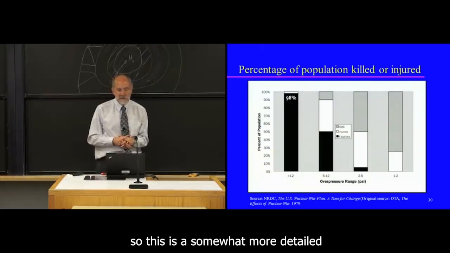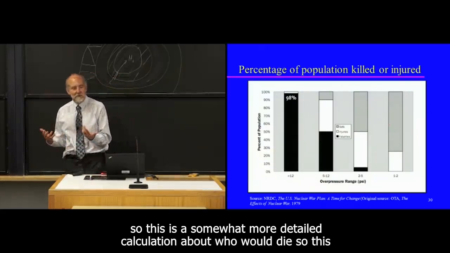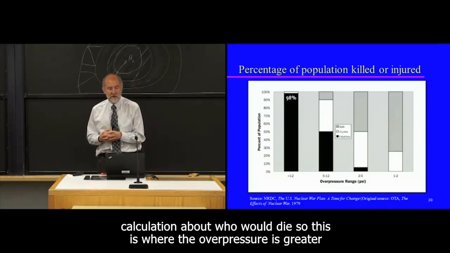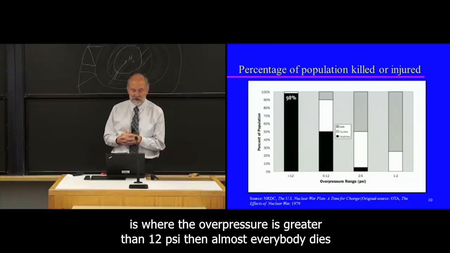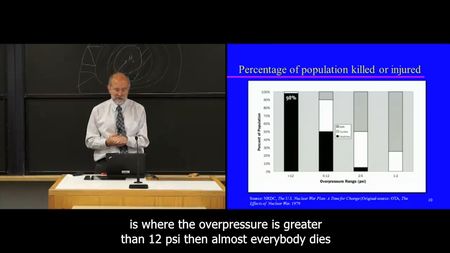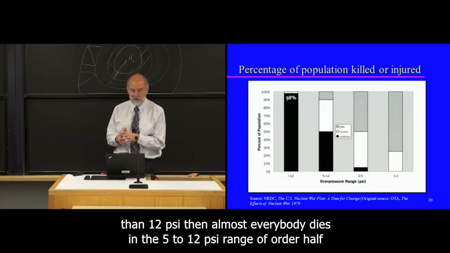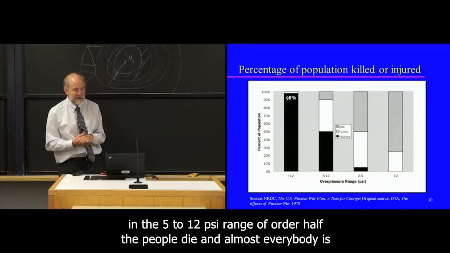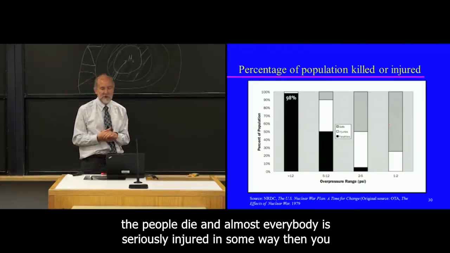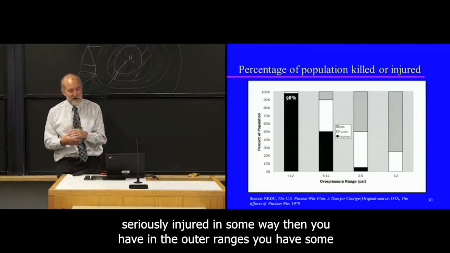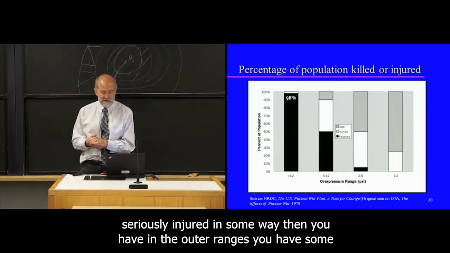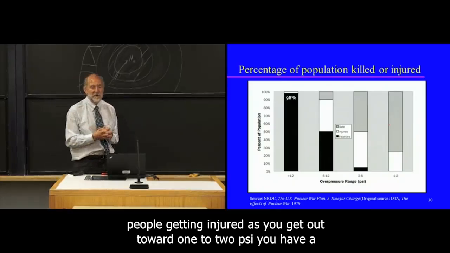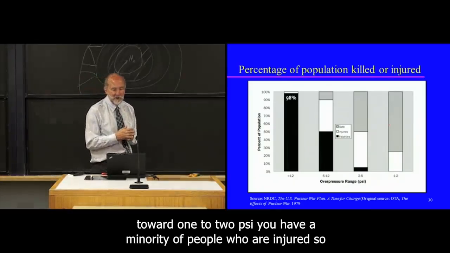So this is a somewhat more detailed calculation about who would die. This is where the overpressure is greater than 12 psi. Then almost everybody dies. In the 5 to 12 psi range, of order half the people die, and almost everybody is seriously injured in some way. Then in the outer ranges, you have some people dying, and a substantial number of people getting injured. As you get out toward 1 to 2 psi, you have a minority of people who are injured.